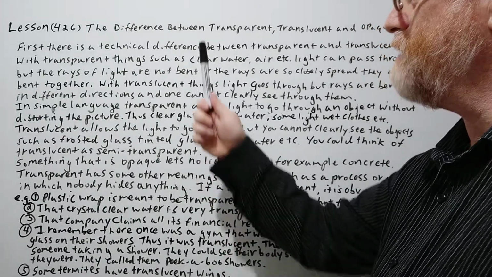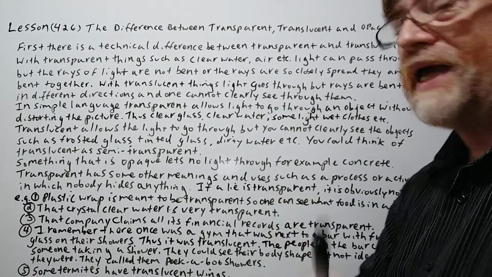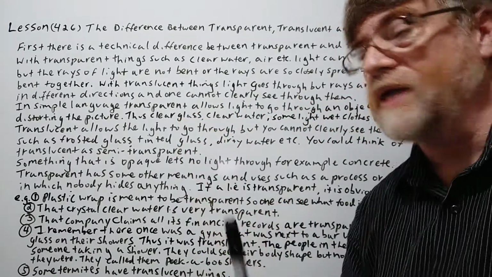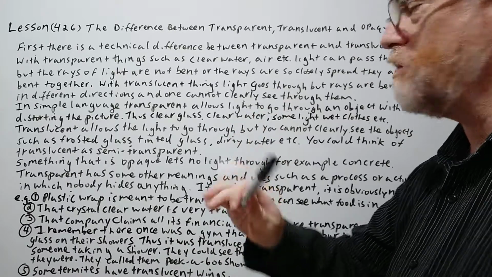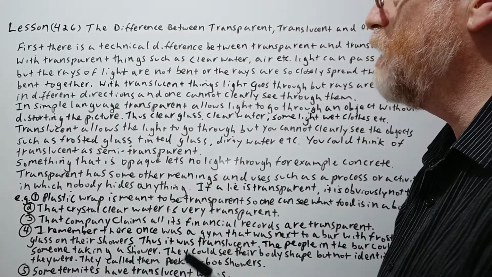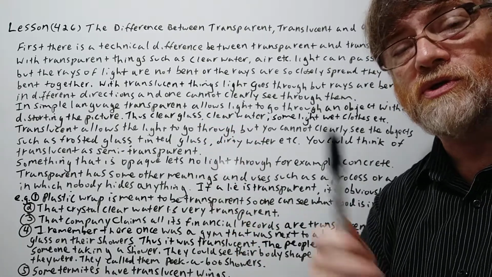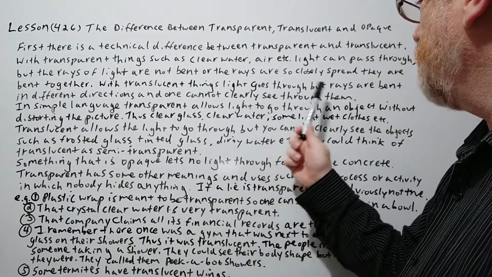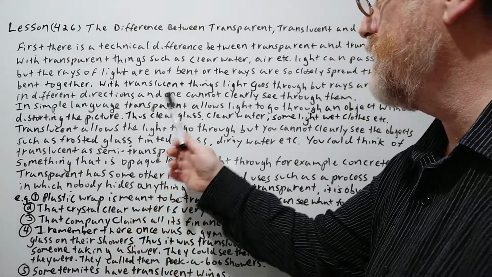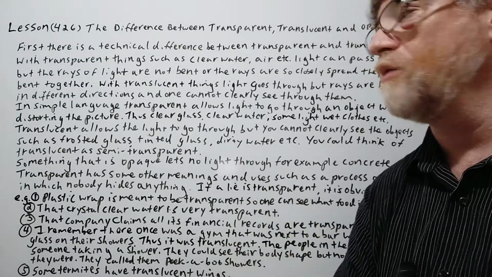With transparent things such as clear water, air, etc., light can pass through, but the rays of light are not bent, or the rays are so closely spread that they're bent together. Okay, good. With translucent things, light goes through. So light goes through both of them. Light goes through, but the rays are bent in different directions, and one cannot clearly see through them. So that's the technical part.